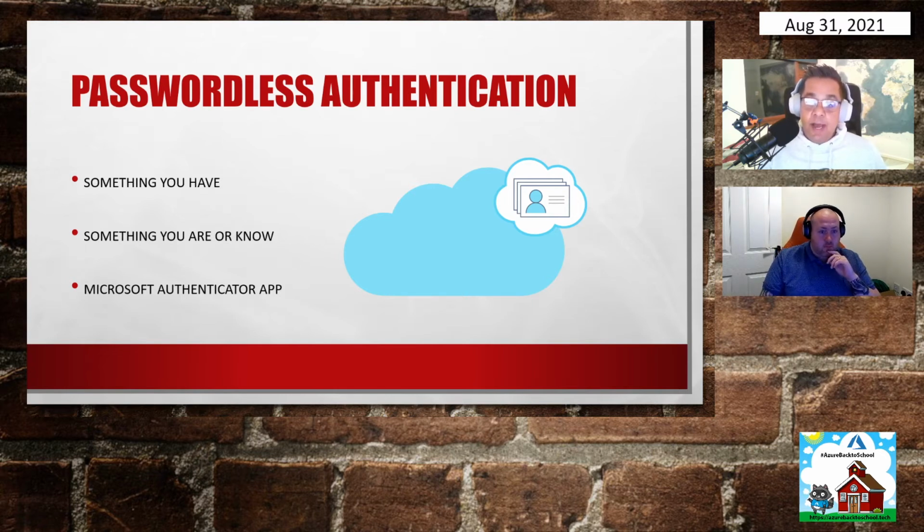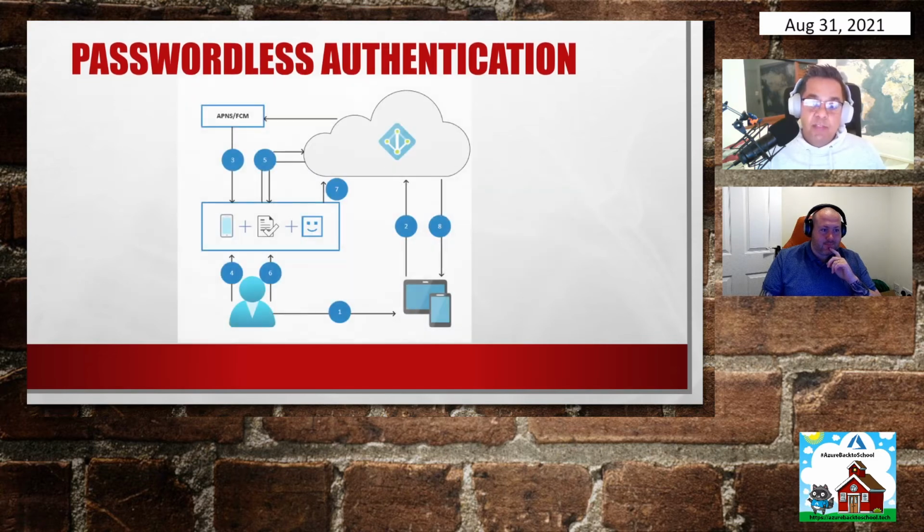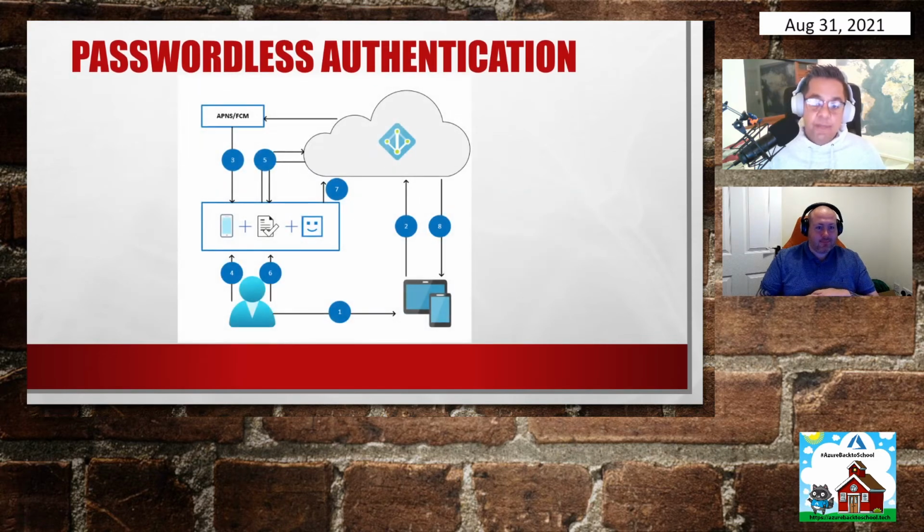It's then something you are or something you know, and that is like a biometric or a PIN, or with the latest iPhones and Android devices and mobile phones, it's your face really, isn't it? You can do face recognition. And what that integrates with is the Microsoft Authenticator app, and that all combined is what gives you the passwordless authentication. So just moving across to the next slide, this is a diagram which essentially shows the steps that are taken in that process of the passwordless authentication.